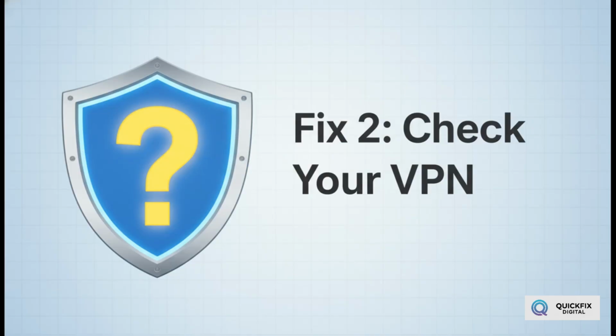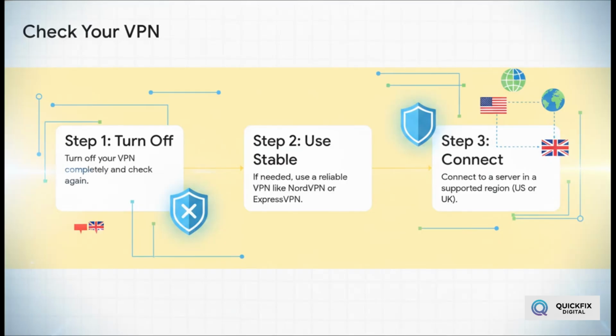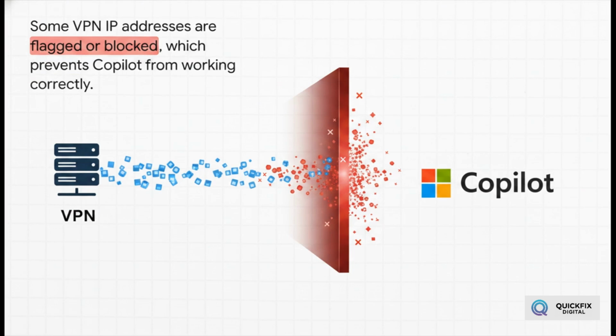Still no luck? Your VPN could be the culprit here. Let's look at that next. First, just try turning your VPN off completely. If that's a no-go, use a reliable one for the US or UK. Yeah, what happens is some VPNs get flagged, and Copilot just blocks them from working, right?